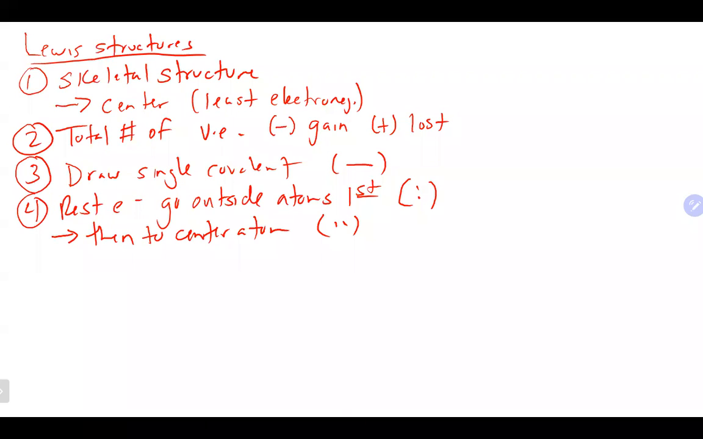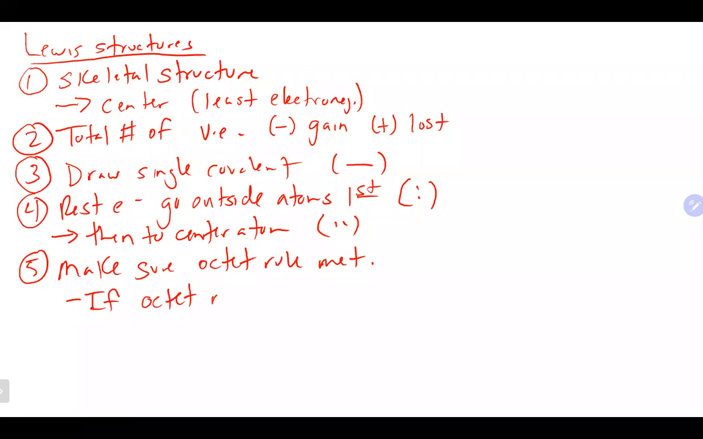If you've distributed all of your electrons, the last thing you want to do is make sure that everybody has met the octet rule. It's at this point, as we talked about, that if the octet rule is not met, this is the place where you should try to fix it. You should try to fix it by making a double bond or a triple bond if necessary.